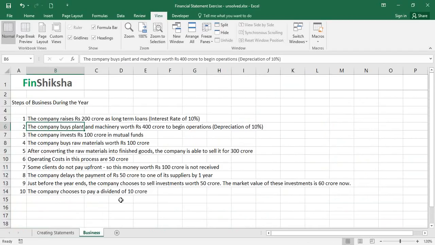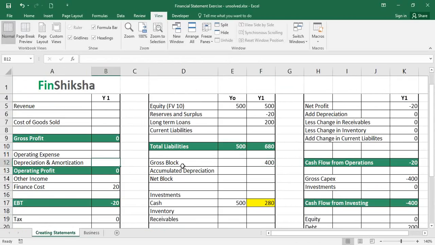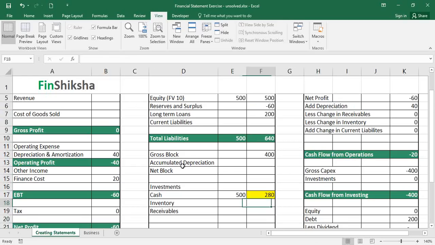Now there's a depreciation of 10%. So depreciation means the asset loses 10% of its value. So you write off 40 there. Total loss becomes 60. Reserves and surplus become minus 60. Total liabilities are of course 640 now because shareholders have already lost 60 in the value. Net profit is minus 60. You also add the depreciation. Remember, the cash does not change because of this.